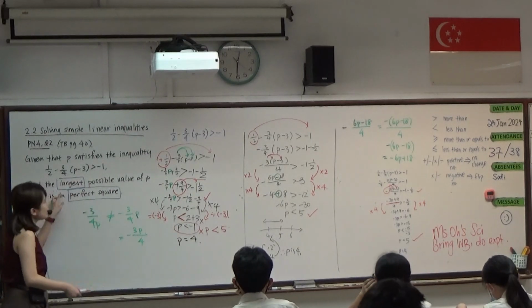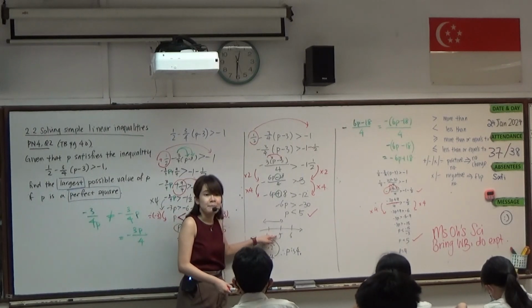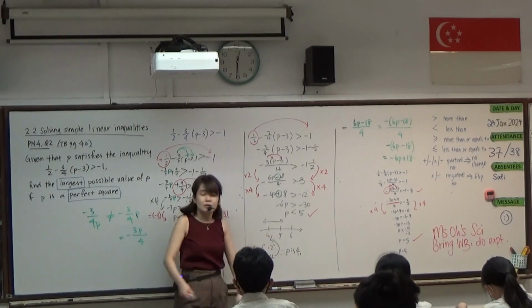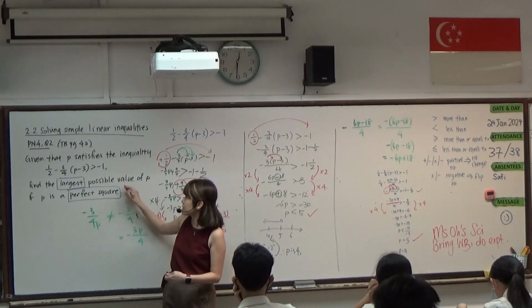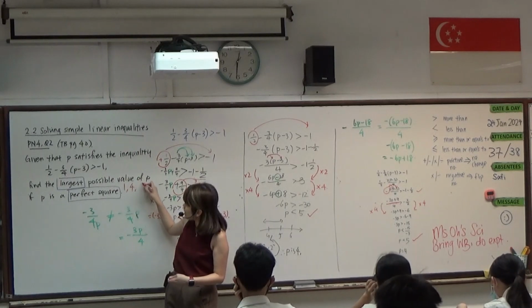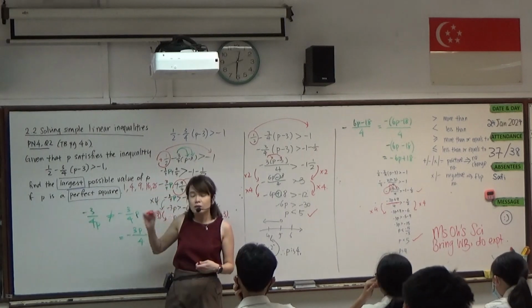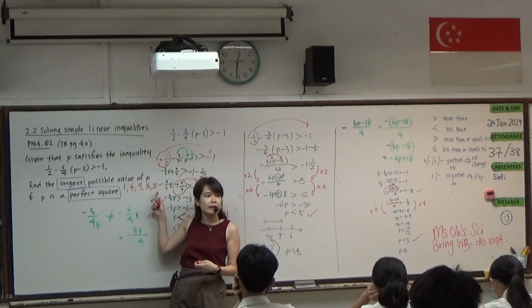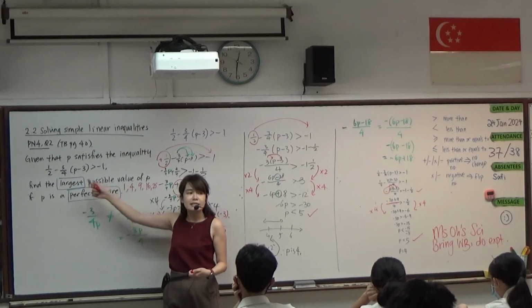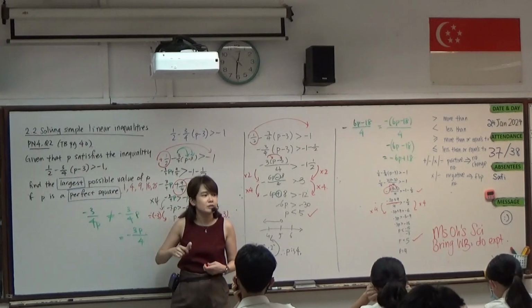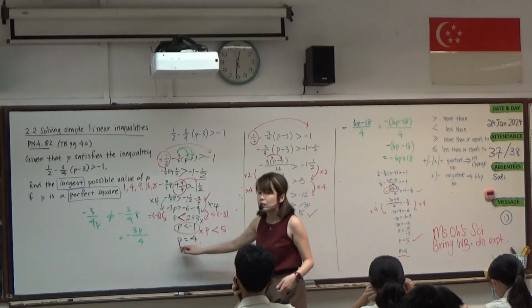The question wants us to find the largest possible value of p. So the largest one must be the closest to 5. And then we want the perfect square. I hope you remember what a perfect square is. Examples of perfect squares are 1, 4, 9, 16, 25, and so on. Your 1 squared, 2 squared, 3 squared, 4 squared, 5 squared. So 4 is actually a perfect square, so it is the largest possible perfect square. That's the reason why p equals 4 is the answer.